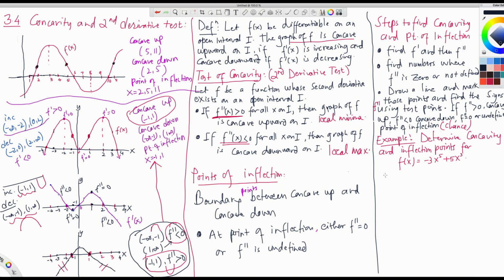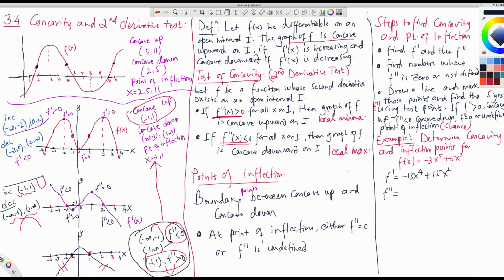Step 1 is find f prime. What is f prime? It is negative 15x to the 4, plus 15x squared. Did you see that? Because what is the derivative of x to the 5? It is 5x to the 4. So 3 times 5 will be negative 15. Here also the derivative of x cubed will be 3x squared. So 5 times 3 is 15x squared.